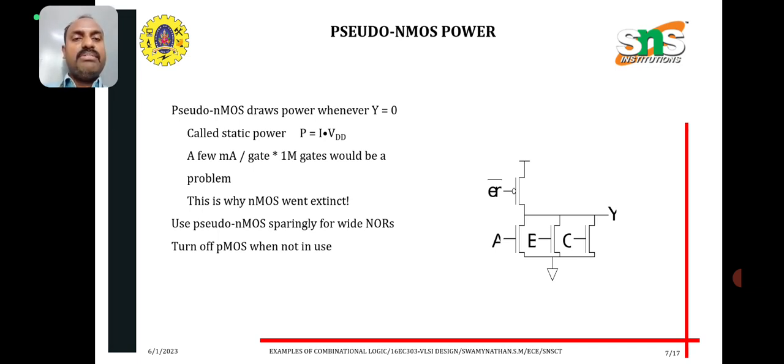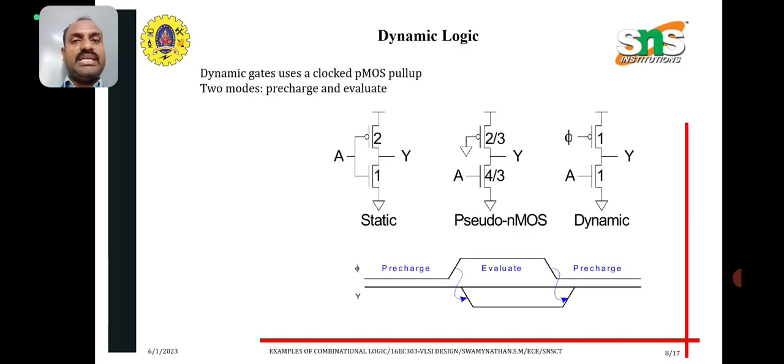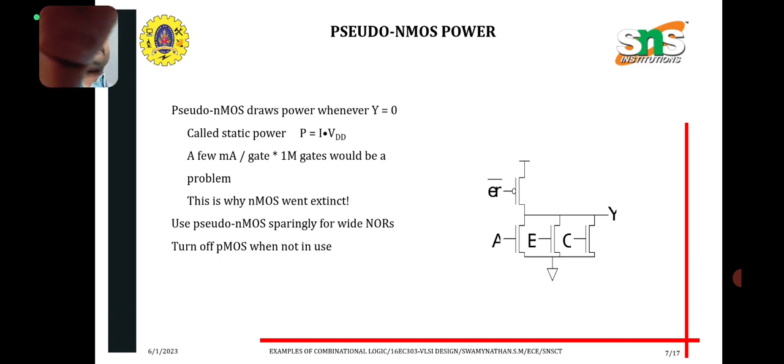The problems that occur are the ratio issue, power sharing, and charge leakage problems. These are all the things that happen in the pseudo nMOS transistor. That's why we will go for the dynamic logic.